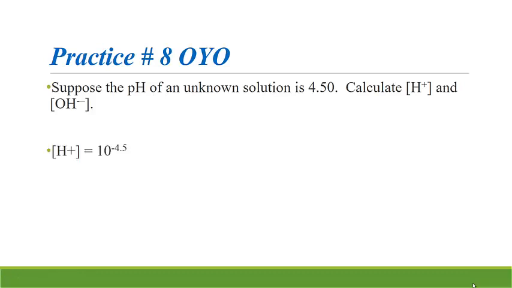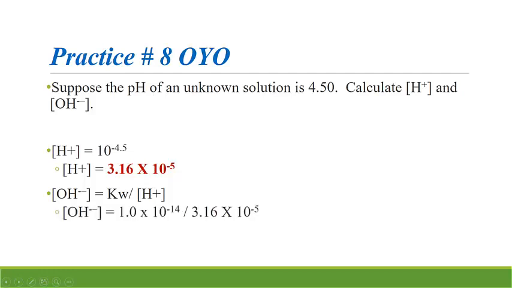The first one is we take the antilog of the pH, which gives us a hydrogen ion concentration of 3.16 times 10 to the negative fifth. So to find the hydroxide concentration, we can use our Kw value again. We just substitute that 1.0 times 10 to the negative 14th for Kw, and then we plug in what the hydrogen ion concentration is in here. And so we get a hydroxide concentration of 3.16 times 10 to the negative 10th.